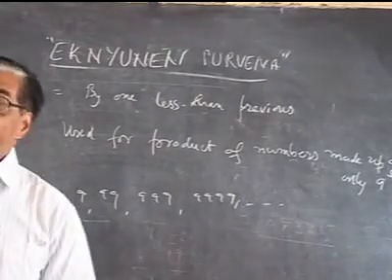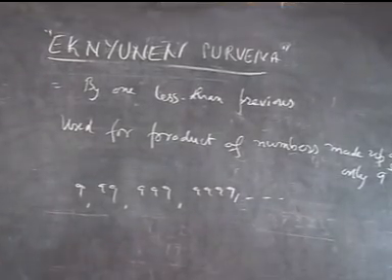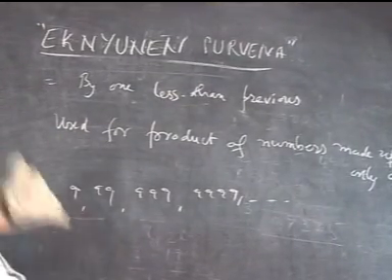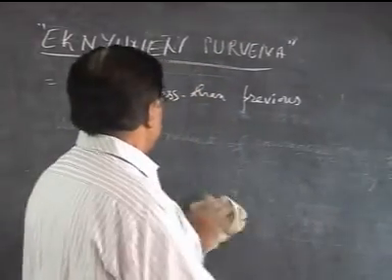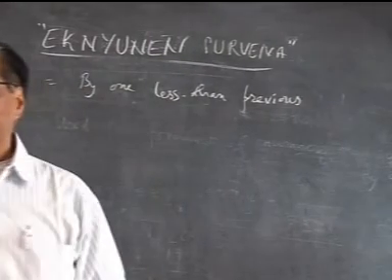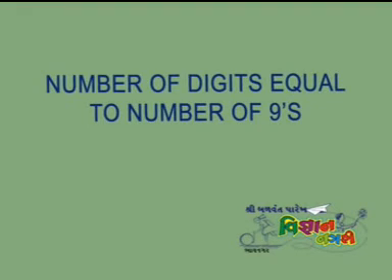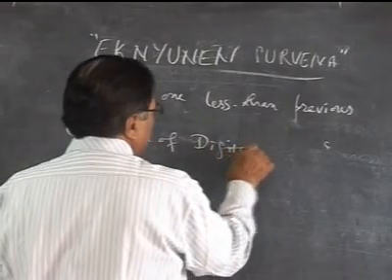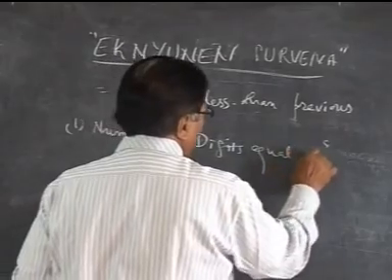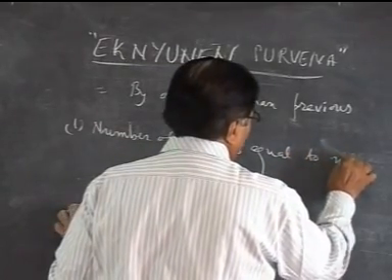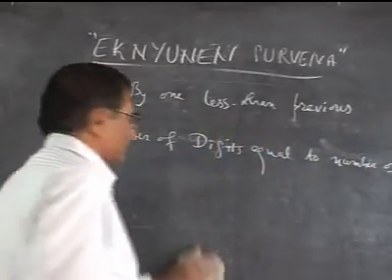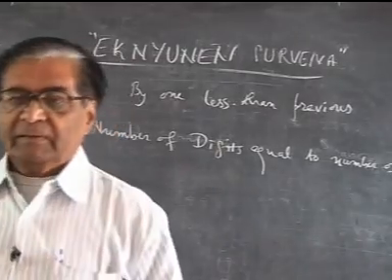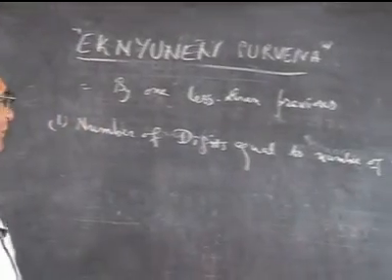Sometimes people say it is magic. There is nothing like magic. Do you remember? Let us try how we are getting it. So we are using now Ekanyunena Purvena. So we shall divide it into three different parts. The method is very simple. If you know it, you can teach the people.